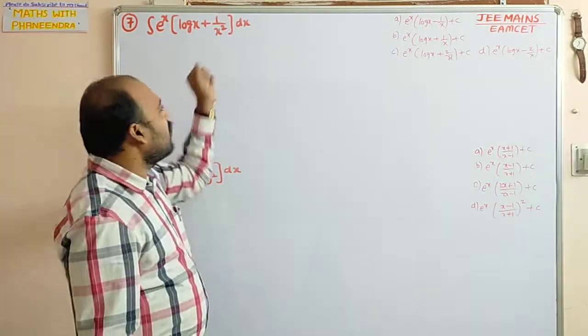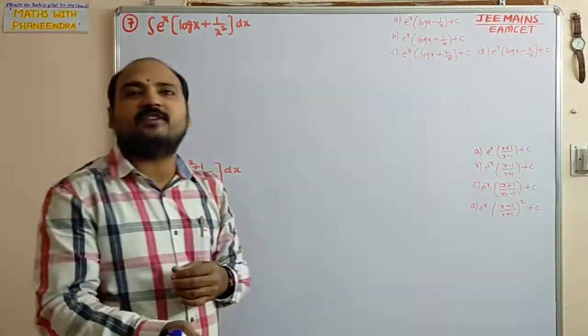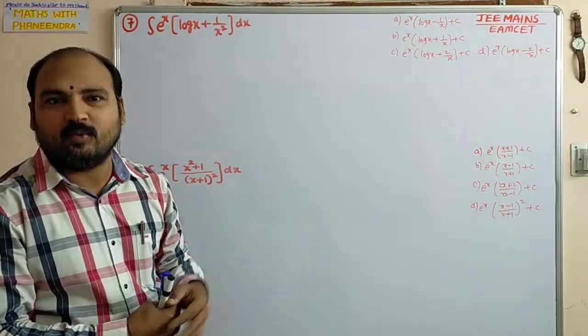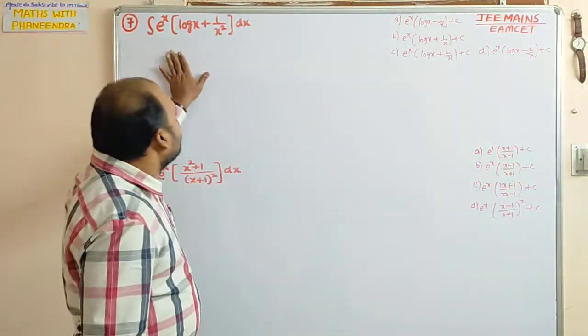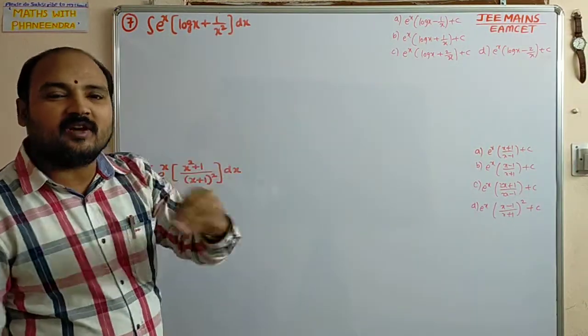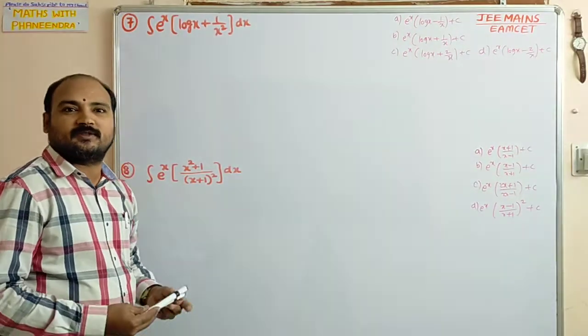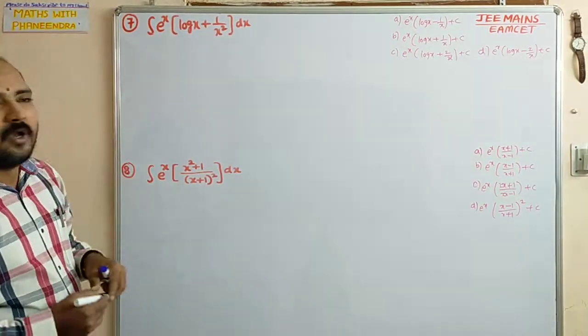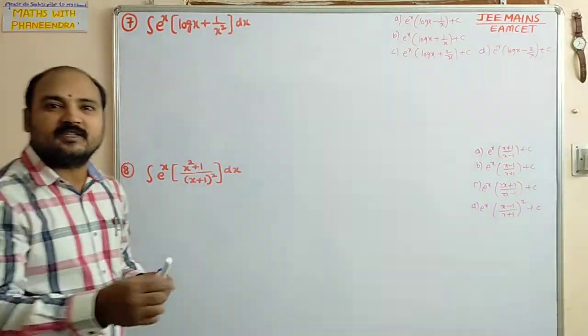If we consider 1 by x square as f of x, whose derivative is different, minus 2 by x cube, it will become like this. So this type of problem, like this question, they will ask in MHT CET or JEE Mains. By seeing it is very simple, but a little logic is there in this.